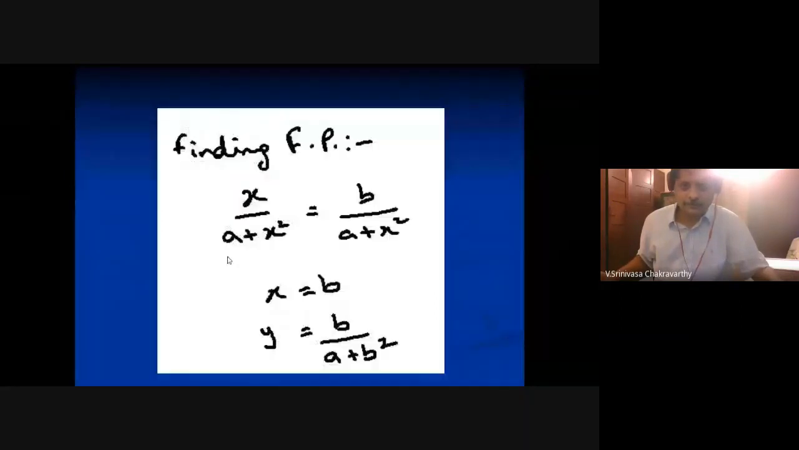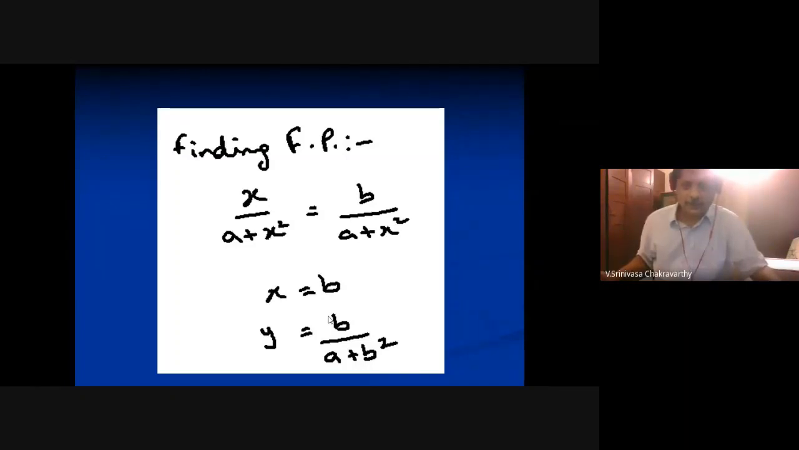So how do you do that? First of all, what is that point? How do you solve for that? To solve that, you find the intersection point of the two nullclines, which is given by this. Therefore, x equals b, cancel the denominators. If x equals b, then y equals b by a plus b square. So you can solve the two equations and get this.